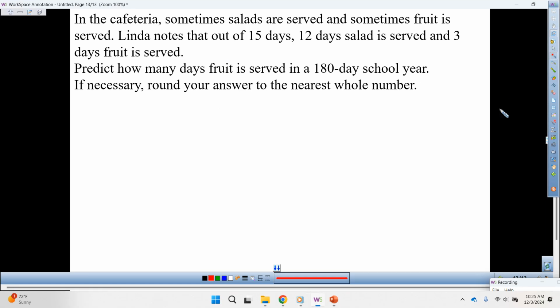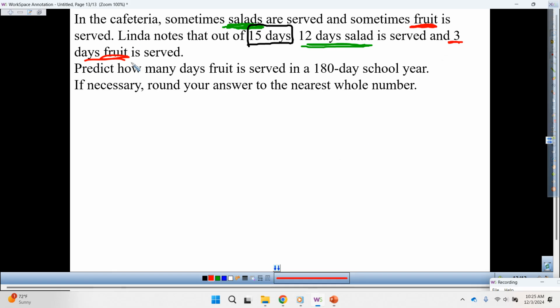So first thing to notice, look up to the screen, is they're serving two types of things that they're observing. In green, I'm going to underline that they're serving sometimes salads. Or sometimes fruit. I'm going to use red for fruits. However, Linda noted that out of how many days that she observed? 15. Okay. So out of those 15 days, 12 days were salad and 3 days were fruit.